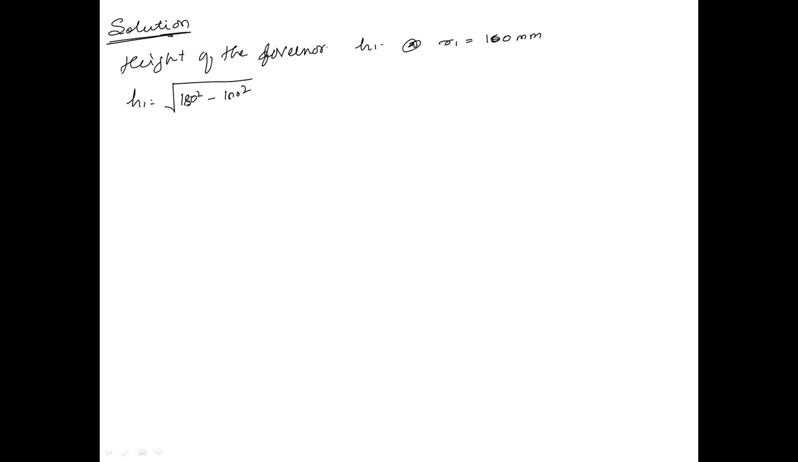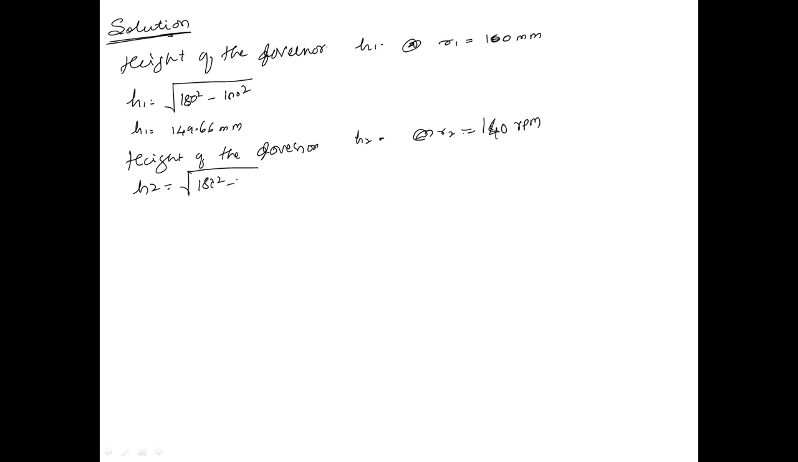Someone quickly calculate and give the answer, don't waste your time. 149.66. Okay, so 149.66 mm. Similarly, the height of the governor H2 at R2 equal to 140 mm. H2 equals the square root of 180 square minus 140 square, which is 113.13. How much is H2?